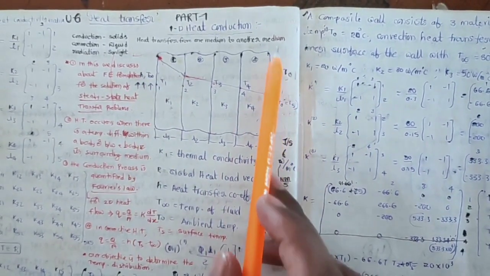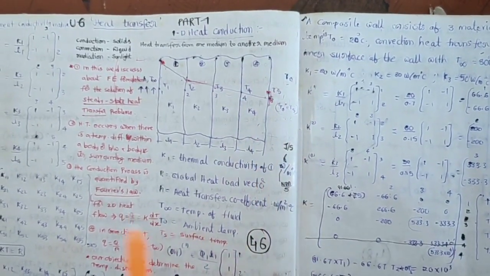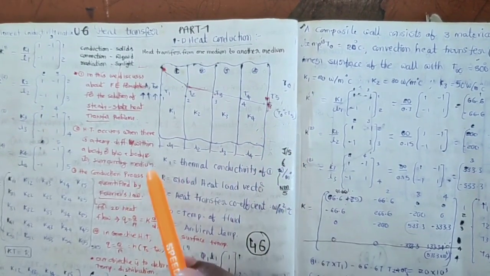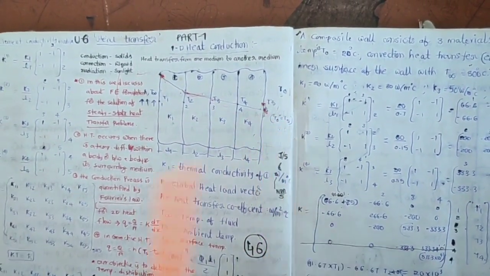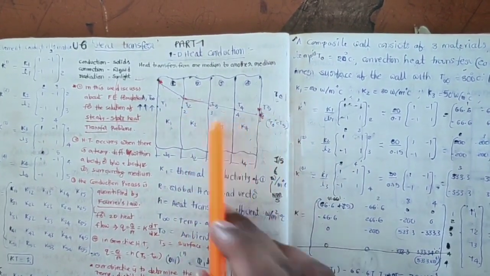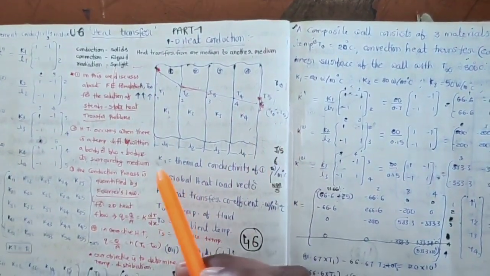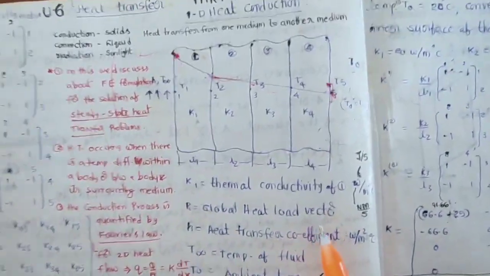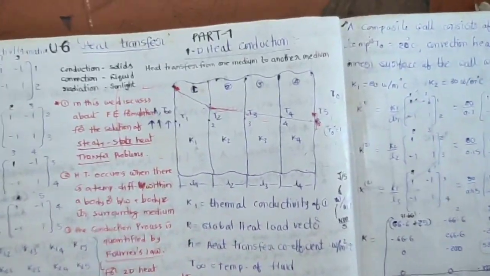Suppose we apply insulation here. Then there is no heat transfer, so the final T0 is equal to T5. Here it should be a 90 degree angle.